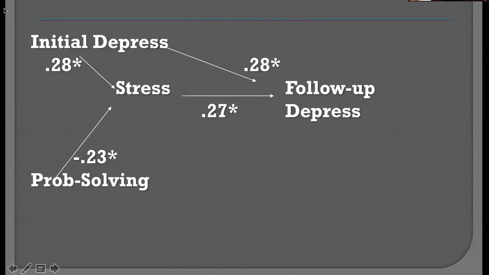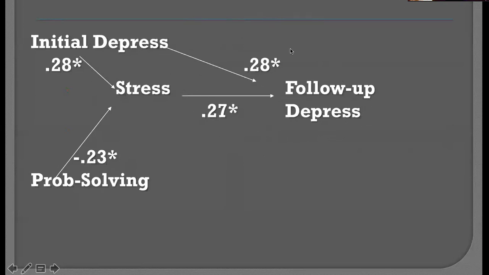All right. So this is a path model. I believe it's a longitudinal study. The numbers are regression weights. They're standardized. That means that you read them from 0 to 1 and 0 to -1. The closer it is to 1 or -1, the stronger it is. A little star next to it indicates statistical significance. This right here is initial depression at time 1. This is problem solving at time 1. This is stress, time 2, and follow-up depression, time 2, I believe.